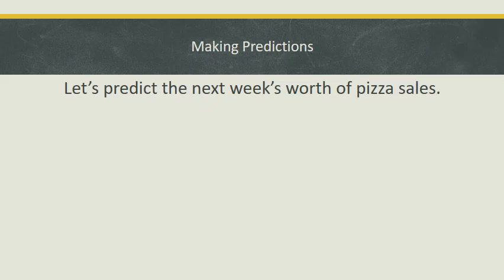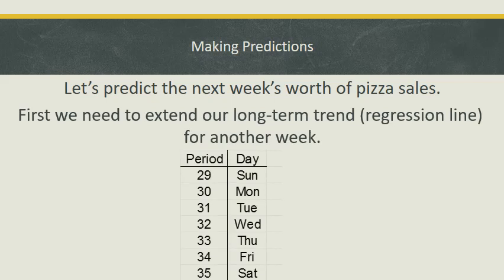Next, let's talk about the other main application of seasonal indexes, making predictions into the future. We're going to return to our pizza sales example and predict sales for the next week. That means we need to extend our time frame for 7 more days. The original data set ended at time period 28, or 4 weeks. So we just need to extend further out to time period 35 in order to add 1 more week.